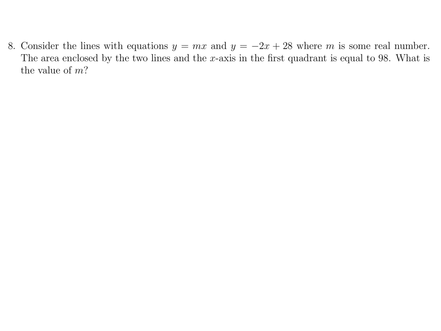Consider the lines with the equations y is equal to mx and y is equal to minus 2x plus 28, where m is some real number. The area enclosed by the two lines and the x-axis in the first quadrant is equal to 98. What is the value of m?